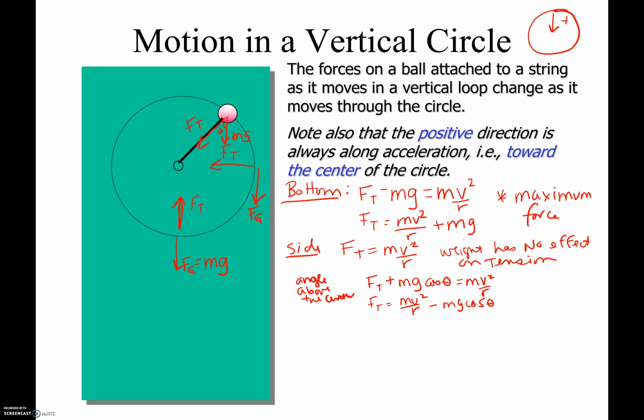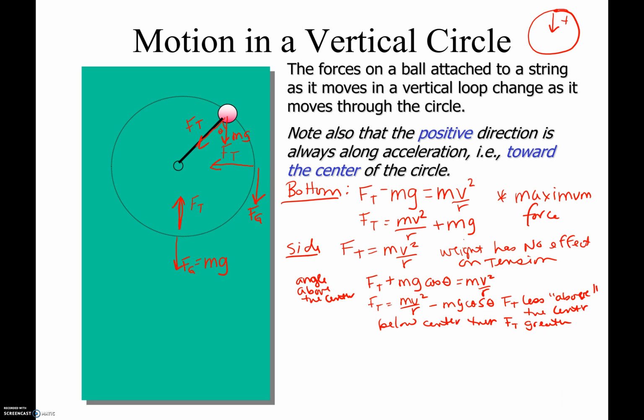So here, when you're at an angle above the center, then the force of tension is less. So force of tension is less when we're above the center. If we were below the center, then the force of gravity would be pointing outwards. So if we're below center, then the force of tension would be greater by some factor of your weight.